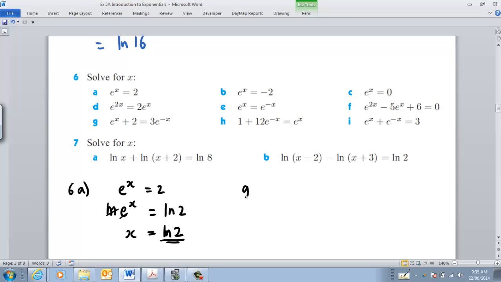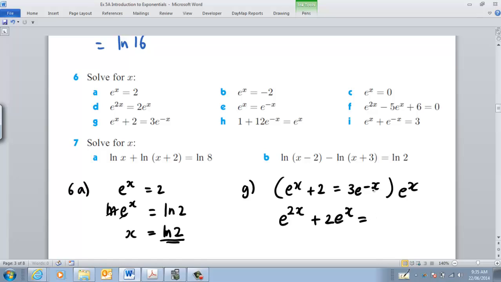We might do something like g as an example. So if we've got e to the x plus 2 equals 3e to the minus x. Now, I don't know about you, but I never really like minus power. So the way we get rid of this one over here is we multiply that by e to the x. Alright, so if I do that, then e to the x times e to the x is going to give me e to the 2x plus 2e to the x, and then e to the minus x and e to the x, when we're adding the powers together, will give me e to the 0, which is simply 3.